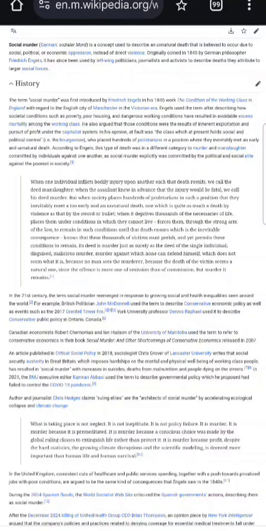In an article published in Critical Social Policy in 2018, sociologist Chris Grover of Lancaster University writes that social security austerity in Great Britain, which imposes hardships on the mental and physical well-being of working-class people, has resulted in social murder, with increases in suicides, deaths from malnutrition, and people dying on the streets. In 2021, the BMJ executive editor, Kamran Abbasi, used the term to describe governmental policy which he proposed had failed to control the COVID-19 pandemic.